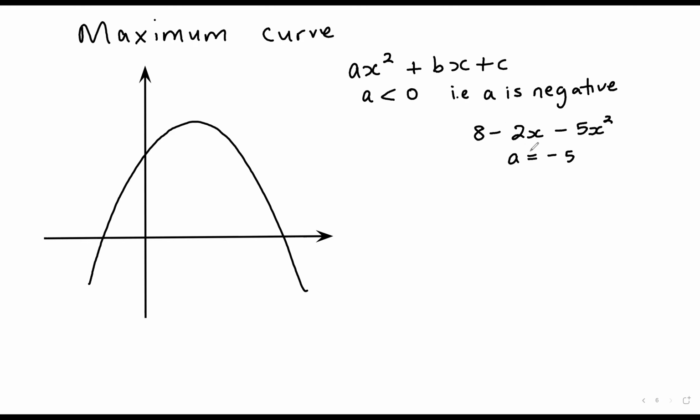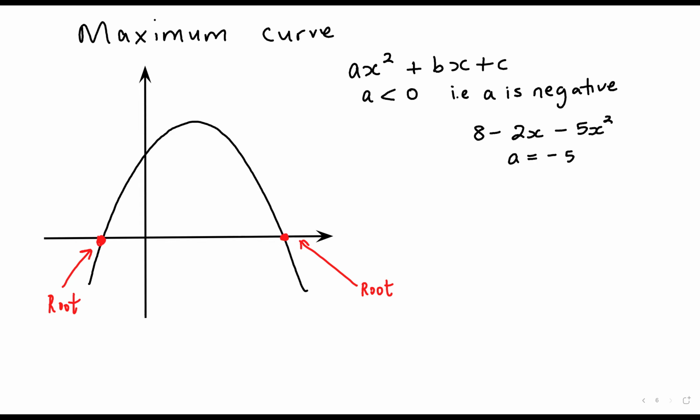So let's just identify the features on the maximum curve. You have your x-intercepts, right? Or your roots of the quadratic. That's where the graph cuts the x-axis. So this is the root of the quadratic. That's one root. And this is another root in the event that the quadratic has two roots.